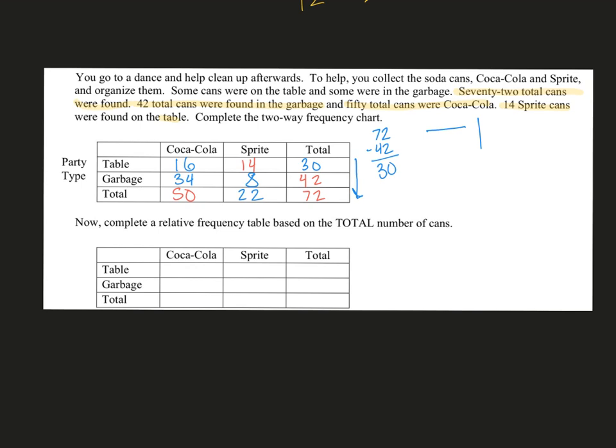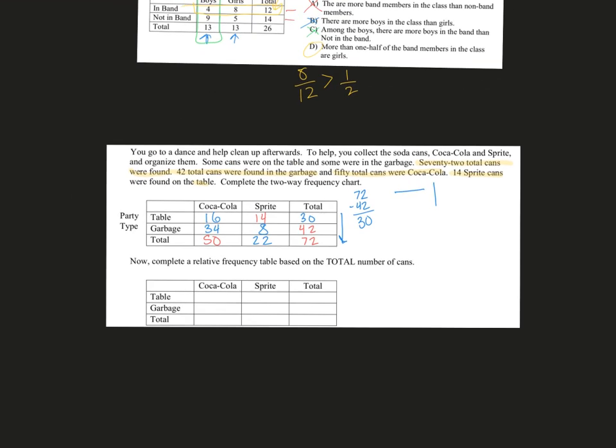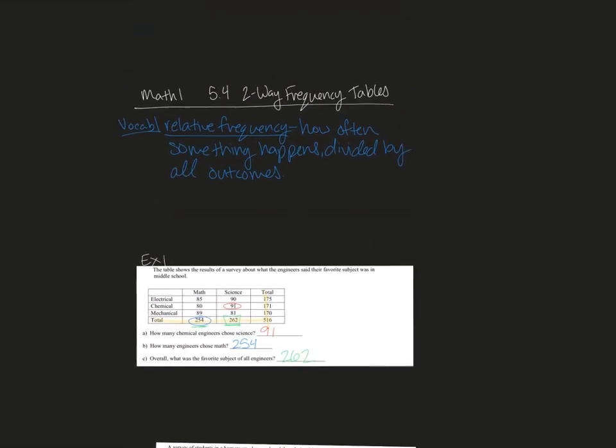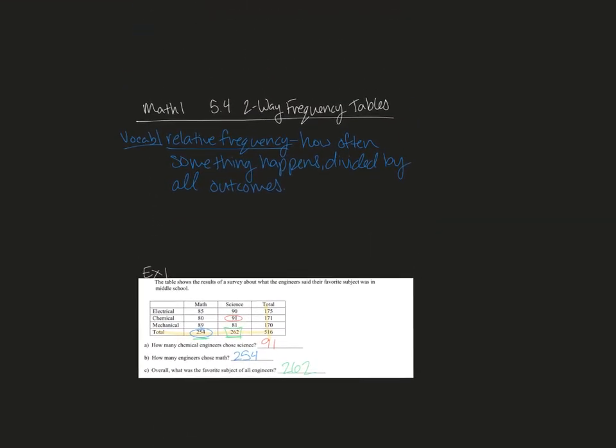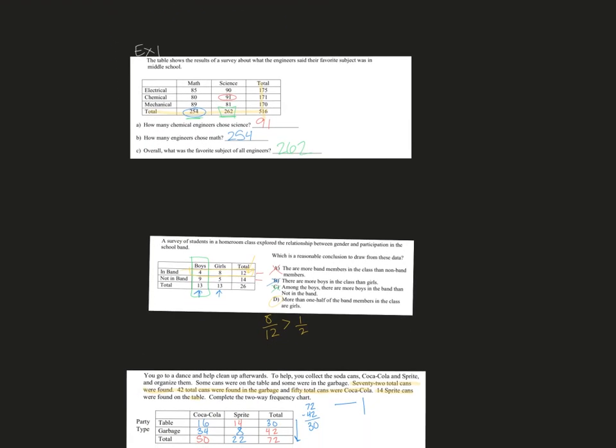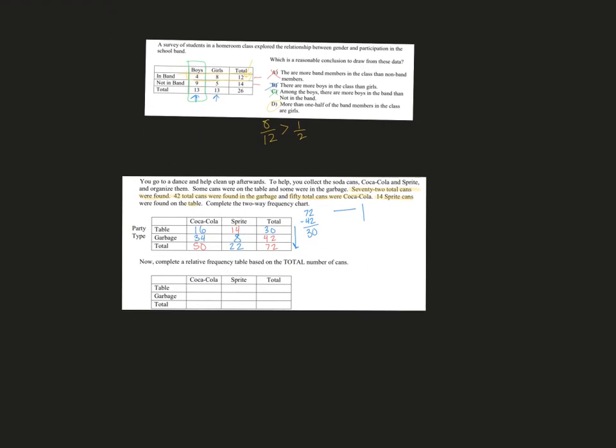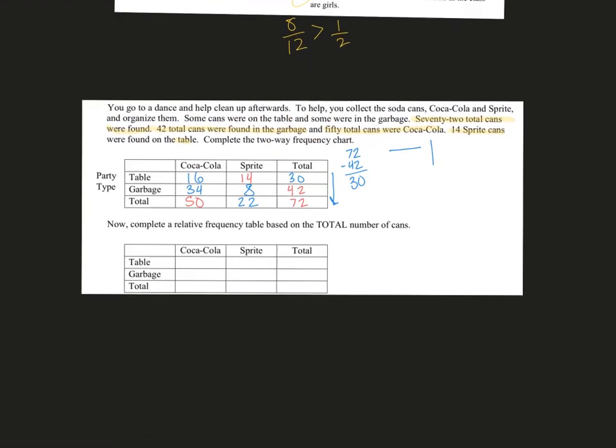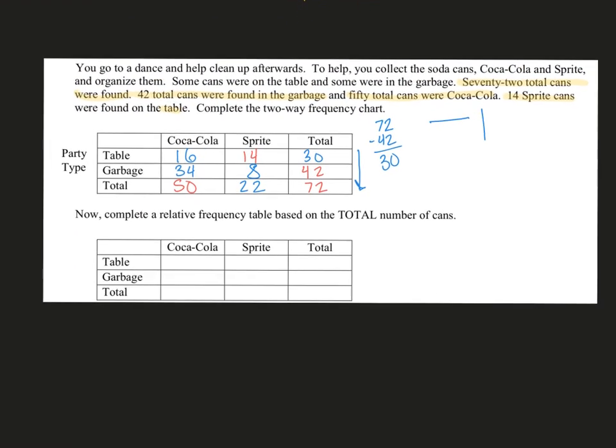What we need to do is find the relative frequency. So this is where we are going to use the vocab word from the top. So let's go back and look at that. It says how often something happens divided by all outcomes. If I didn't stay there long enough, feel free to pause it and read it again.